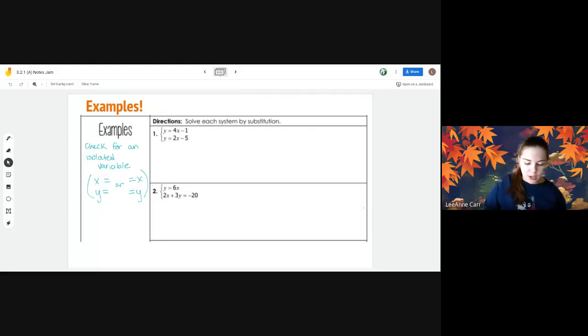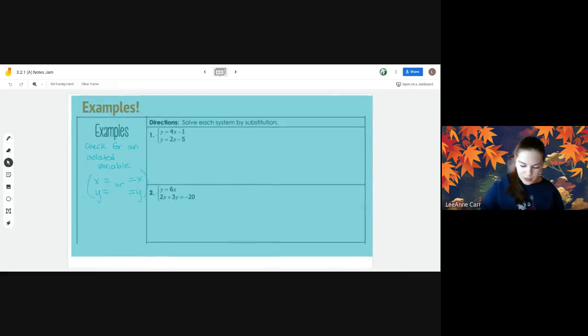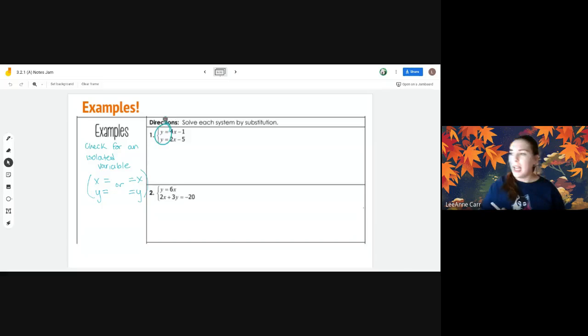Now, looking at our first example here, we actually can choose from either of our equations because both of them have a y equals. Our y is isolated in both equations. So you could choose either one to start with. Now, regardless of which one you choose, you're going to want to put parentheses around what that variable is equal to. So I chose the first equation. That's the one we're going to start with.